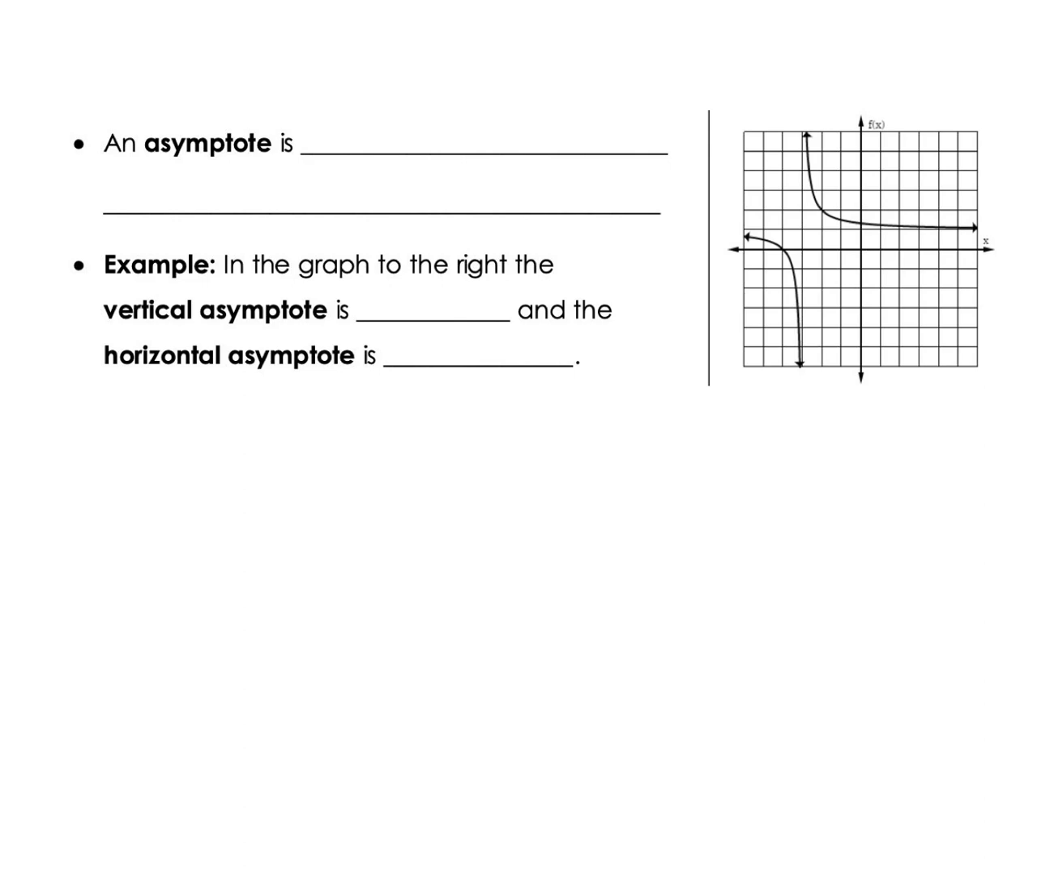So we're going to formally define an asymptote for the first time. An asymptote is a line the graph approaches. In the graph to the right, the vertical asymptote is this one here, which is x equals -3. The horizontal asymptote is this line here, which is y equals 1.